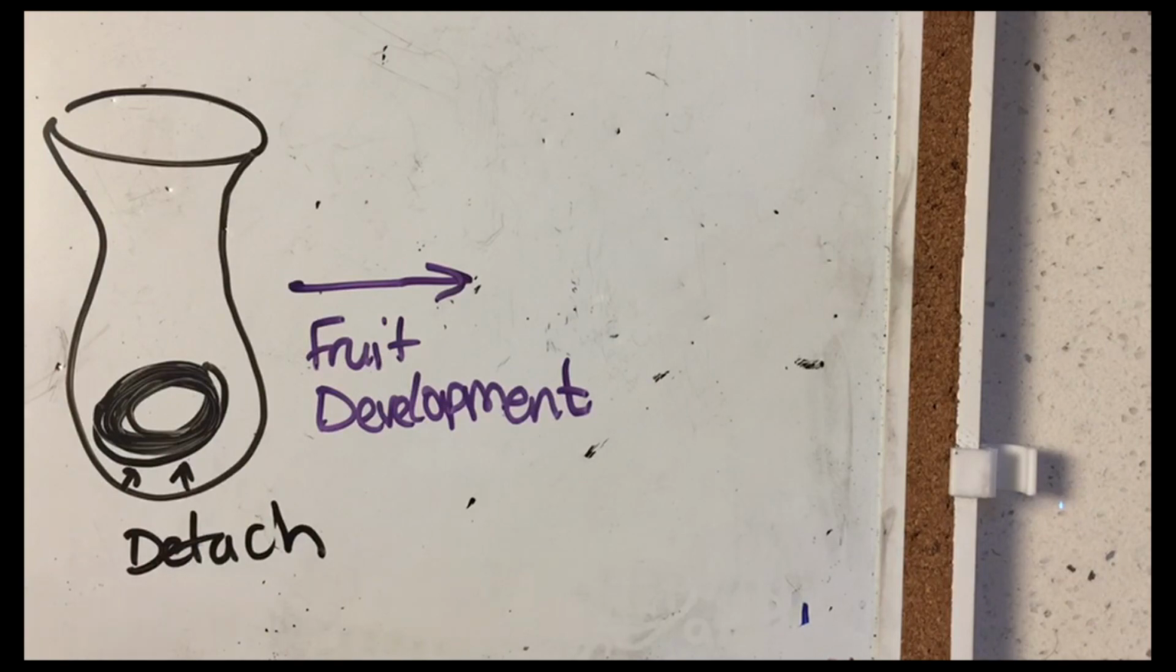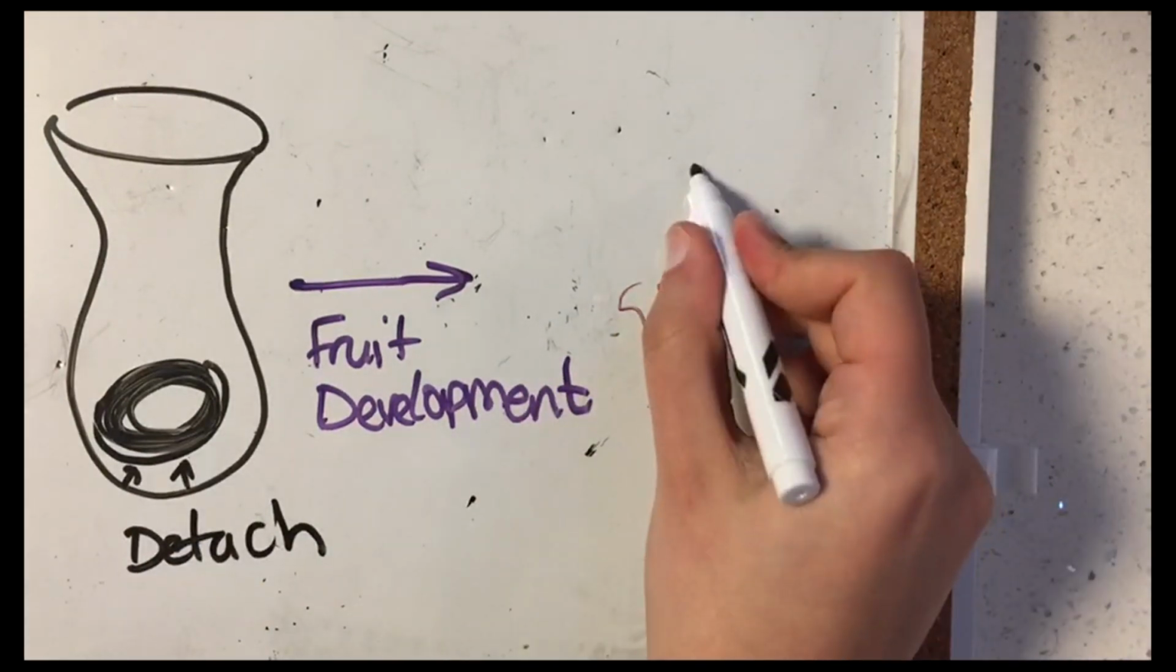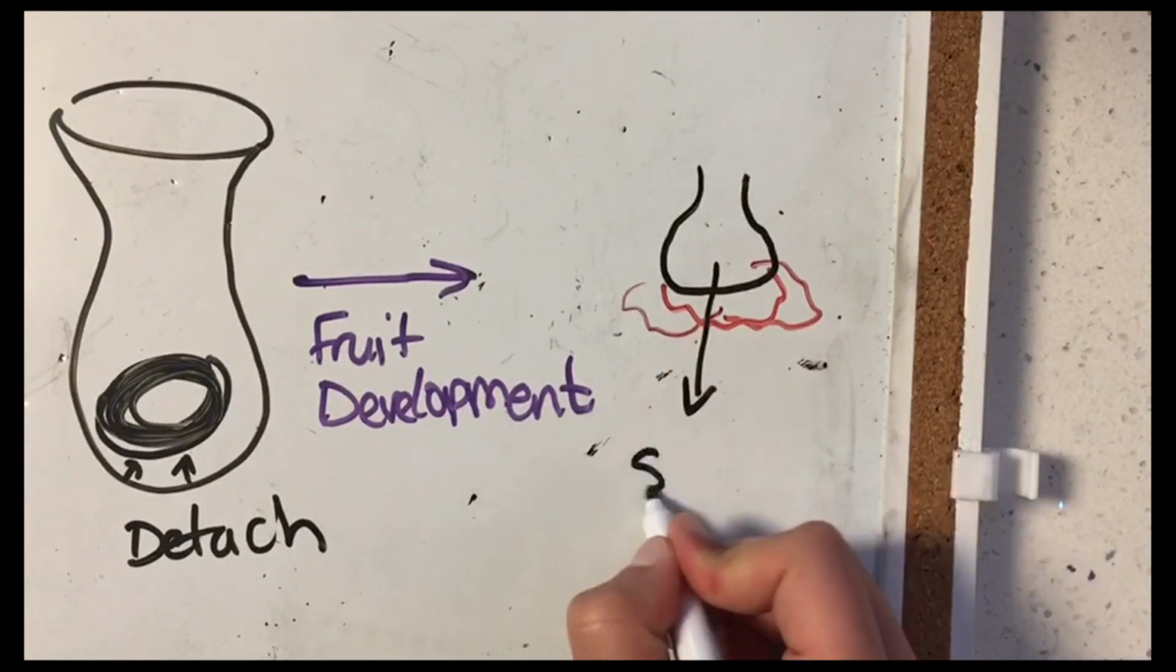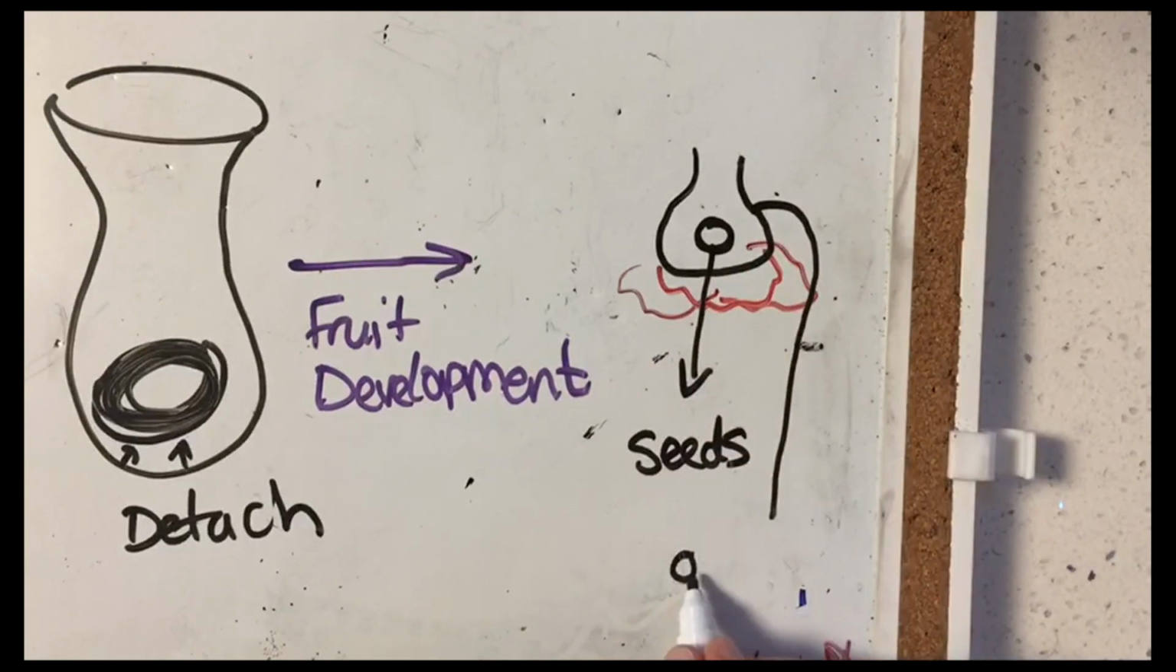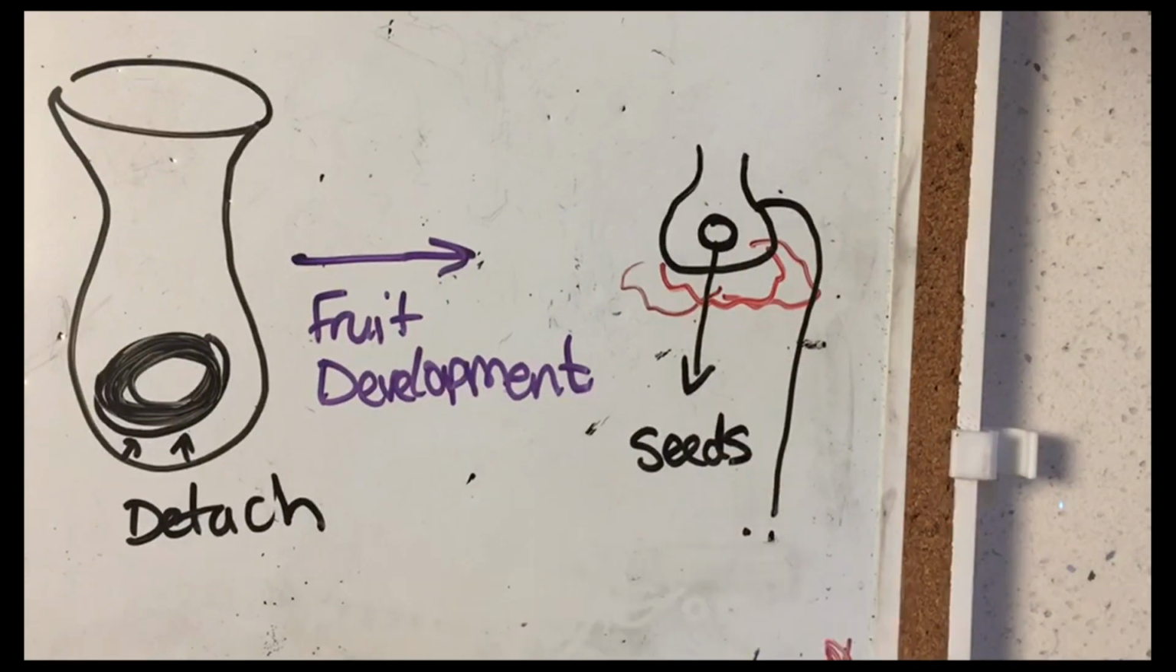When the embryo matures and the ovule becomes detached from the wall of the ovary, its overcoat thickens into a seed coat. The petals begin to fall away. The ovaries swell and become the fruit, while the ovules become the seed.